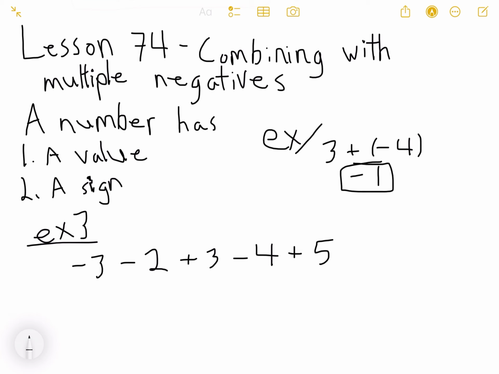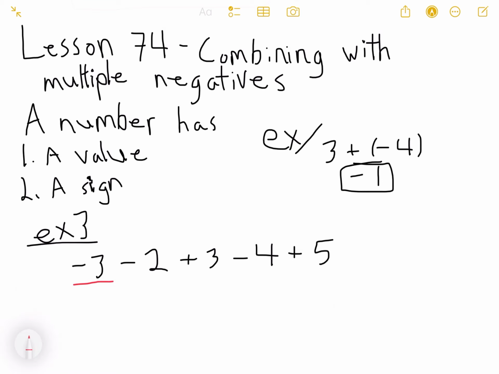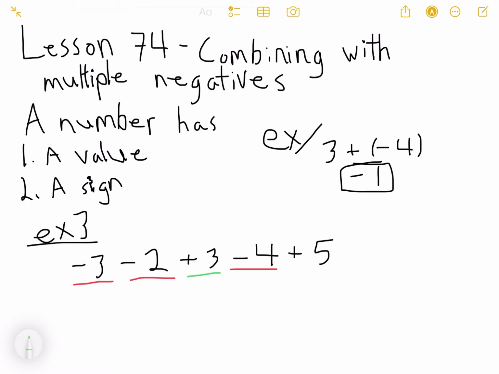Okay, so now what are my steps to combining these? Well, I can just label these. If you have a highlighter or a pen, this is negative, so let's underline the negative ones. And my positives, I'm going to make them green or something. So 3 and 5. Let's go ahead and combine my positives and combine my negatives. That's the step you could take. If I combine the positives, that gives me 8.